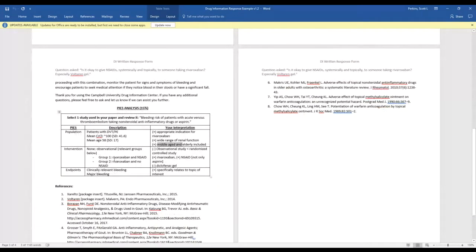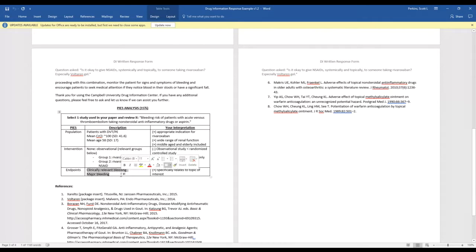We looked at the intervention. So in group 1, we had rivaroxaban and NSAIDs, and in group 2, we had rivaroxaban and no NSAIDs. That is appropriate. Ultimately, we'd love to have a third group, maybe that has rivaroxaban and diclofenac gel, but that is not going to happen. So no diclofenac gel. Also, we've noted this is an observational study, and it's not as good as a randomized controlled trial. So we've assessed that intervention in some ways. We've assessed the study. And then we've looked at our endpoints.